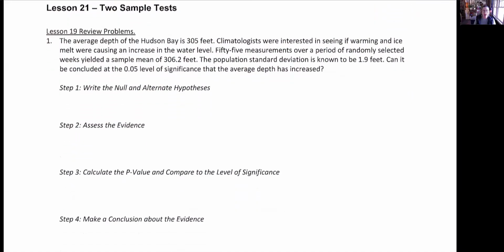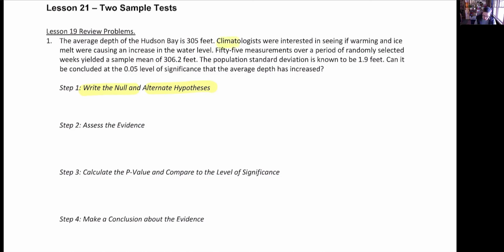So in lesson 21, the first page of the lesson was to just review some hypothesis tests from lesson 19 before we start getting into the more complicated hypothesis tests. For the review problems, I'm just going to remind you of how we're pulling out this data. This is the lesson 21 worksheet. We want to read through this, and remember, we need to write the null and alternate hypothesis. The null and alternate hypothesis come from this part here.